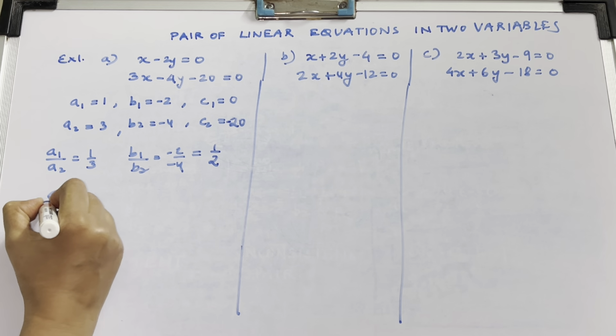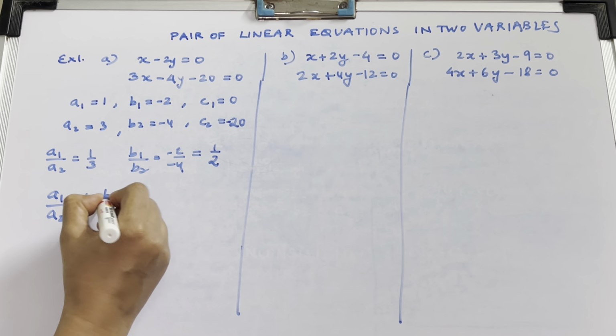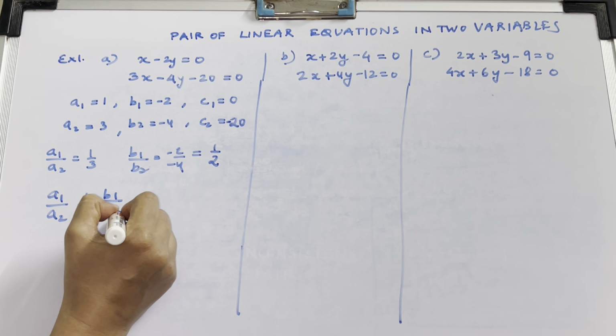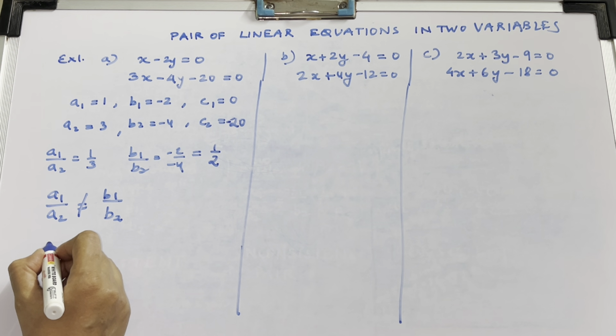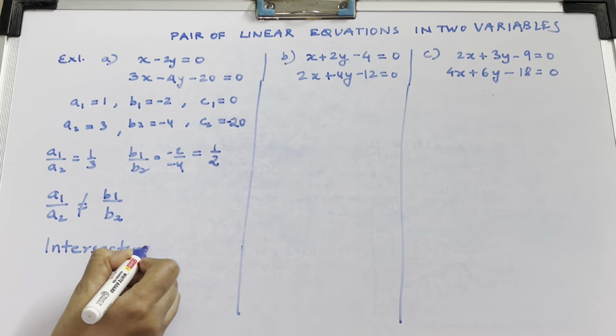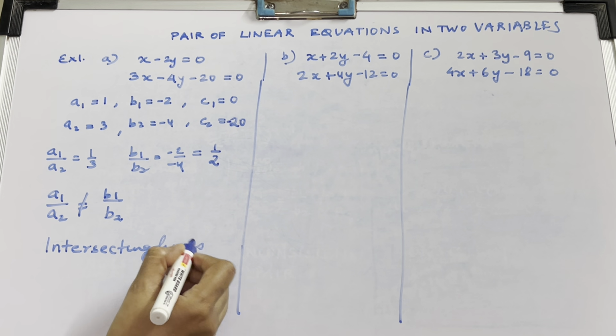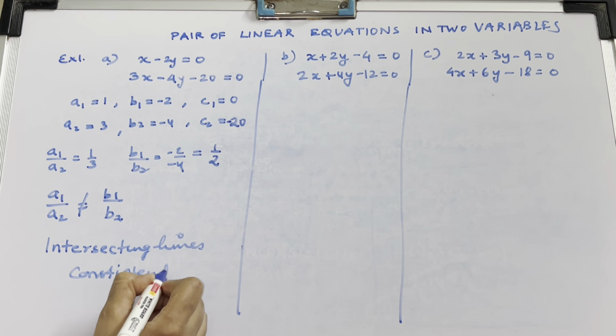Now we can clearly see a1 by a2 is not equal to b1 by b2. If you remember, if this is the condition, then this set of equations, if you represent graphically, you will find that they will be intersecting lines and a consistent system of equations.